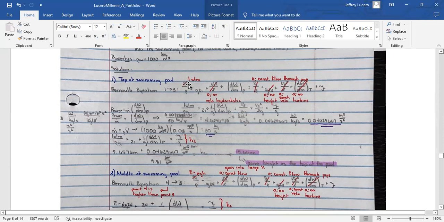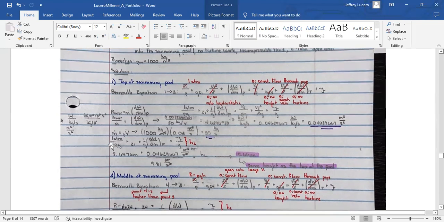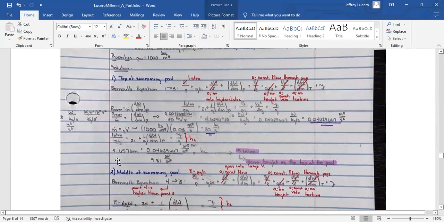We know that the pressure at 1 is 1 atmosphere, and then we can multiply rho and g throughout. So we get 3.6576 meters plus the 0.0629667, which is the power, over 9.81, to equal the head loss, which is 3.66 meters, and that is the same height as the top of the pool.